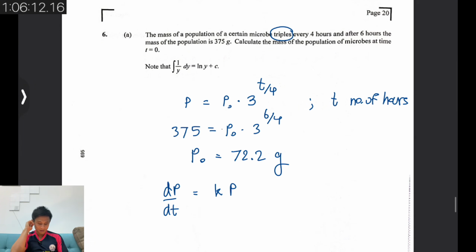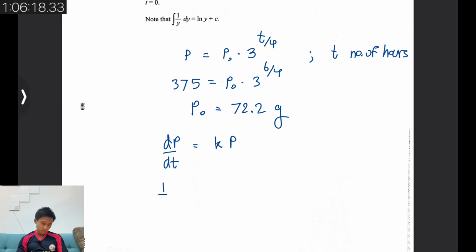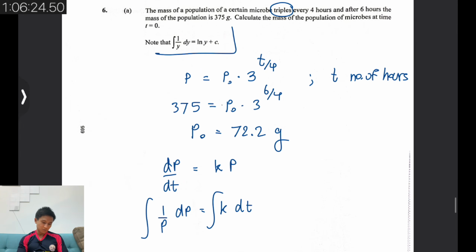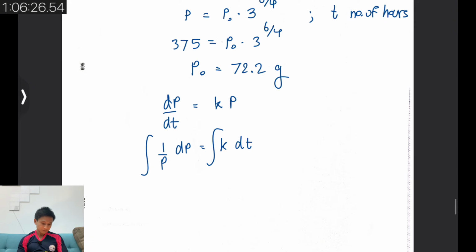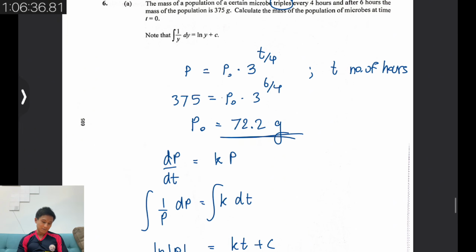This is the basic differential equation for exponential growth. So if we move 1 over P there, dP equals k dt. And then we're going to integrate that. That's why they give you this. So you're going to have ln P there equals kt plus c. Let's see if I get the same answer here.